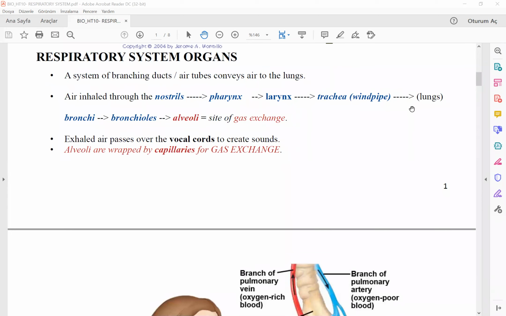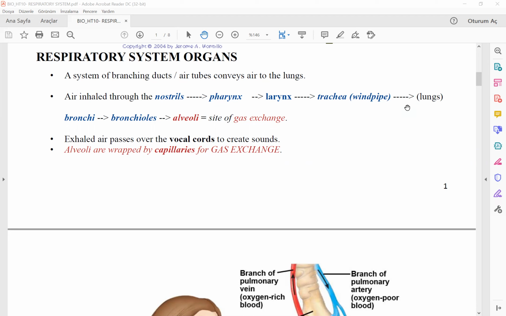Let's look at the respiratory system organs and the order of air in the tubes. A system of branching ducts and air tubes conveys air to the lungs, and air is inhaled through the nostrils in your nose, and the air goes to the pharynx, then larynx, then trachea. Another name for the trachea is windpipe, and then the lungs. But the trachea divides into two bronchi, then bronchioles and alveoli, where it is the site of gas exchange.